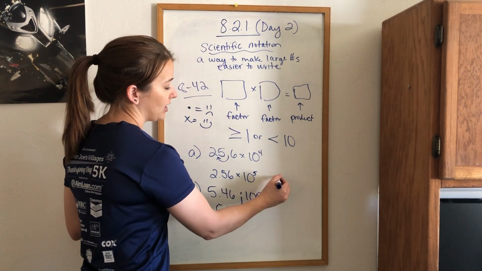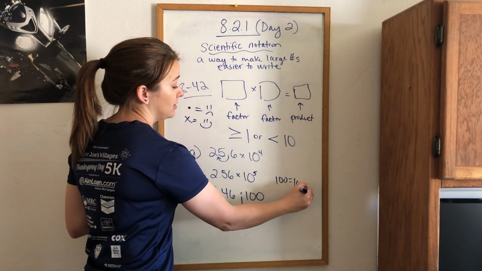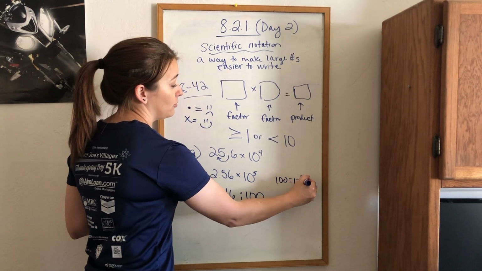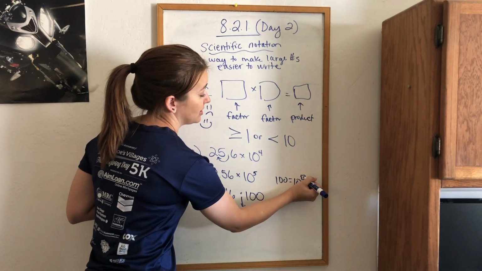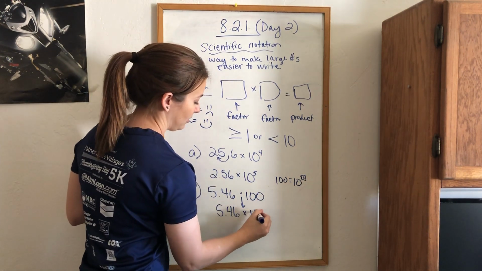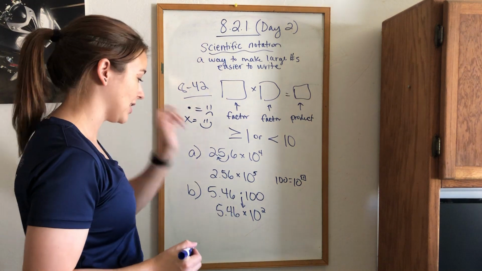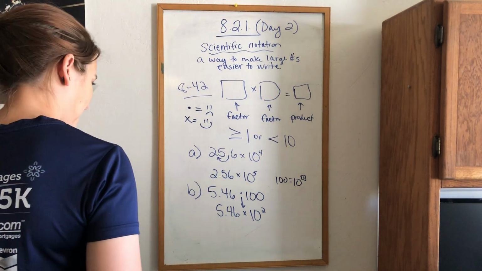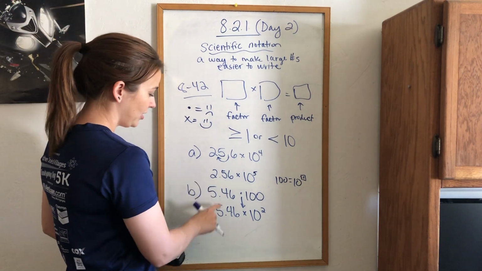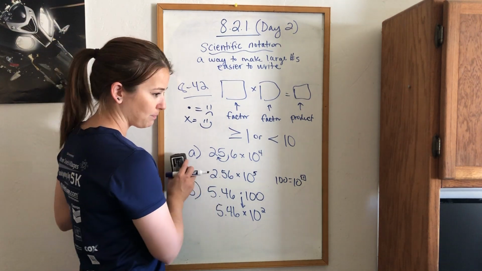So in order to write 100 as a power of 10, 10 to the what power will give us 100? Well, 10 times 10 gives us 100, so 10 to the second power would be our correct scientific notation. We'll finish that out. Okay, so that's good. Let's look at part C.